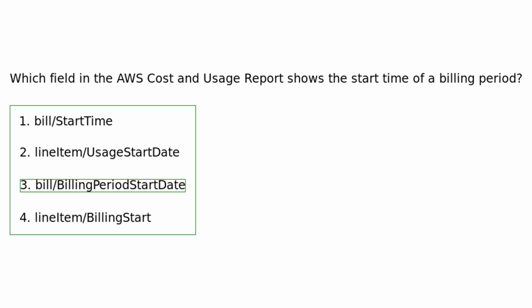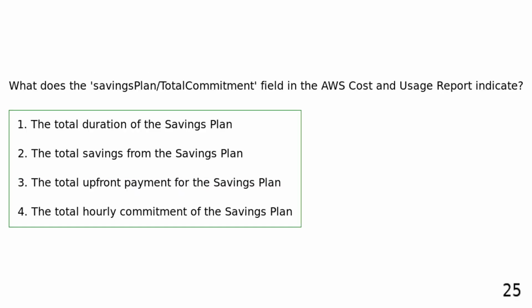The bill/billing period start date field indicates when the current billing period began, helping you align costs with specific time frames. What does the savings plan/total commitment field in the AWS cost and usage report indicate? The total duration of the savings plan. The total savings from the savings plan. The total upfront payment for the savings plan. The total hourly commitment of the savings plan.